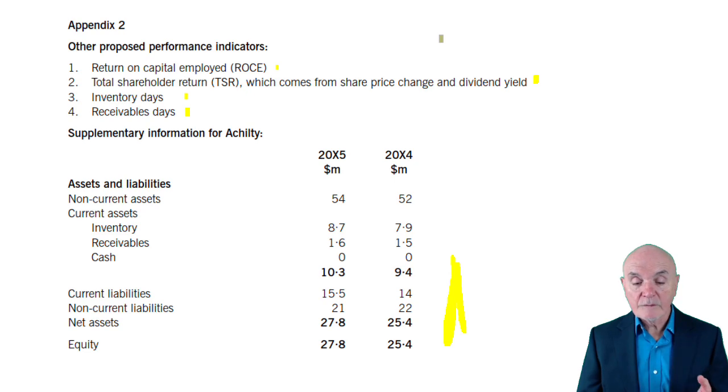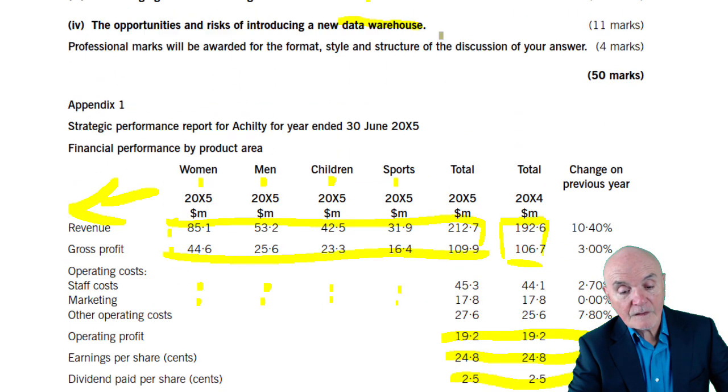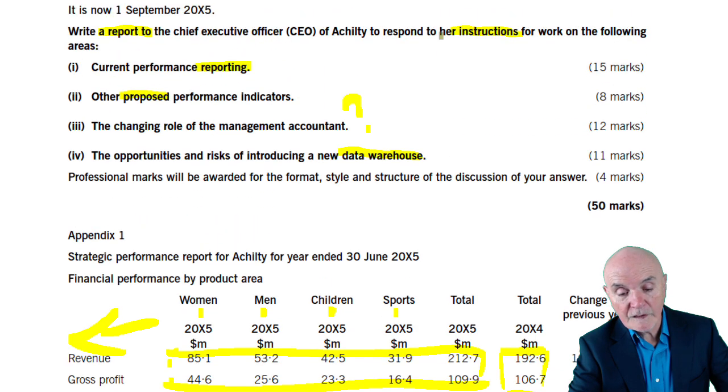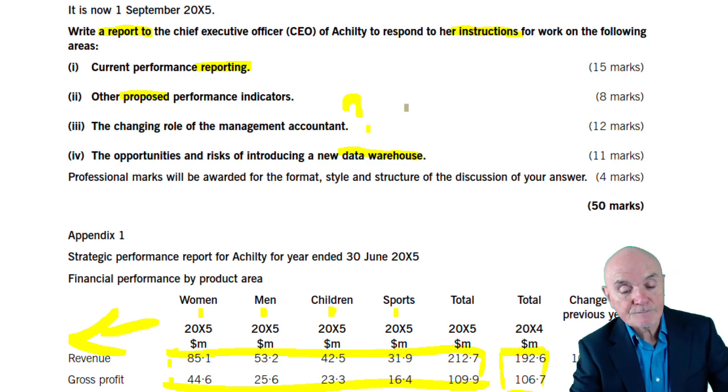So that's requirement 1 and requirement 2. The existing performance reporting, proposed performance reporting indicators. Now, the changing role of the management accountant, Burns and Scapens.